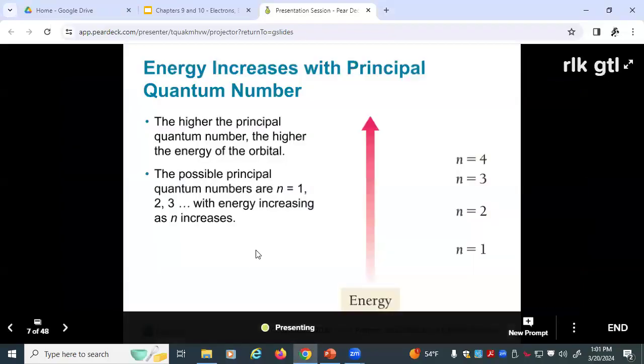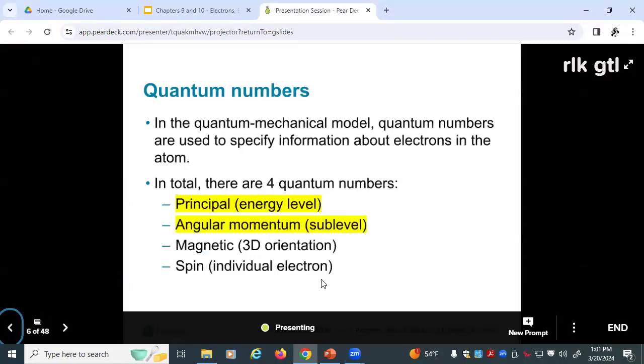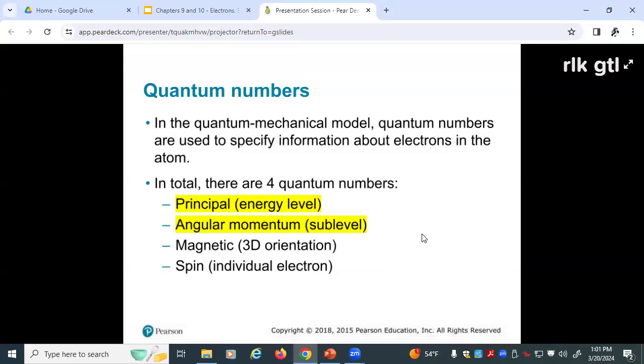All right, for today, we're coming back to, we're in the middle of chapter 9. And in this chapter, we started to look at the concept of atomic orbitals. And we talked about at the very end of Monday's class how quantum numbers ultimately describe these orbitals in terms of their energy and their shape.